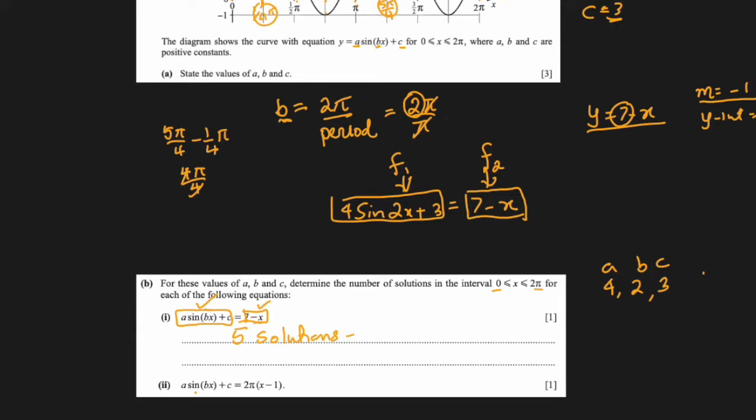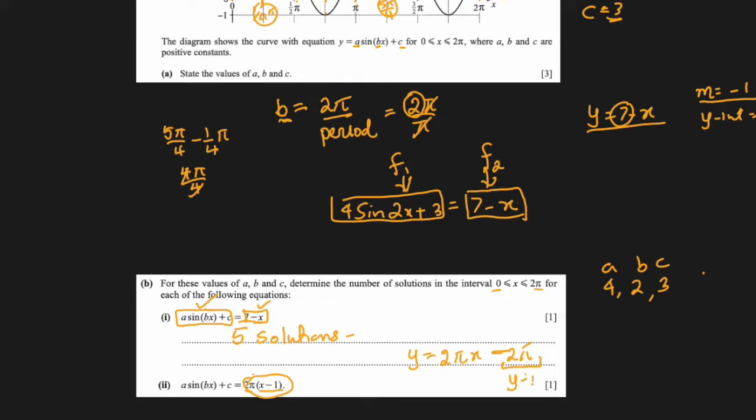Now, this is different. Again, the same thing, a sine bx. I will write 2 pi x minus 1. It can be made another function. This one also can be made one function, but I will write it this way. Y equal to 2 pi x minus 2 pi. I open the bracket, right? So our y-intercept becomes minus 2 pi.